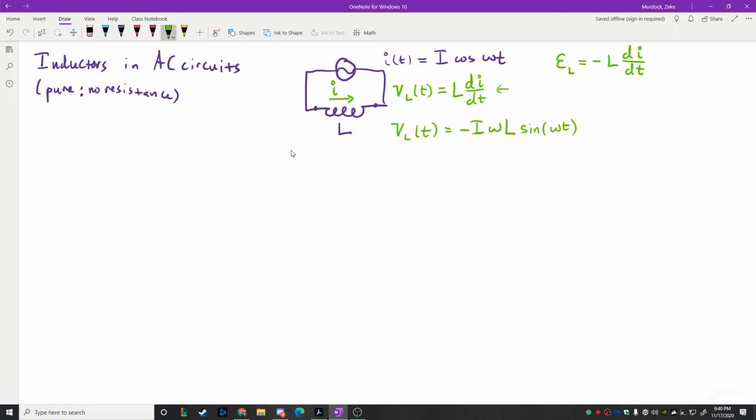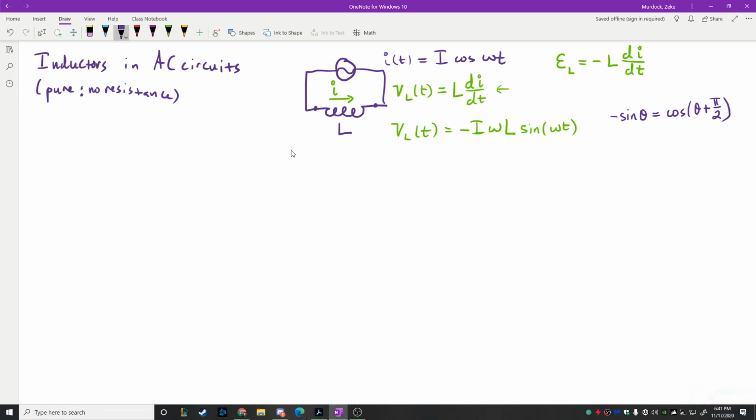Now, in order to make more sense out of this, we're going to use a trig identity. So we're going to use the identity that the negative of the sine of theta is equal to cosine of theta plus 90, or pi over 2, however you want to put it. So negative sine of theta is equal to cosine of theta plus pi over 2, because your book uses 90, but everything in this situation is going to be done in radians, so I think it makes more sense to put it as pi over 2.